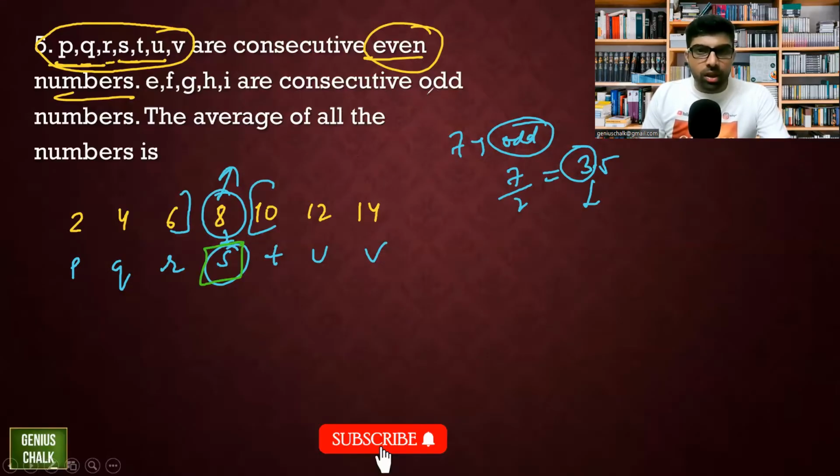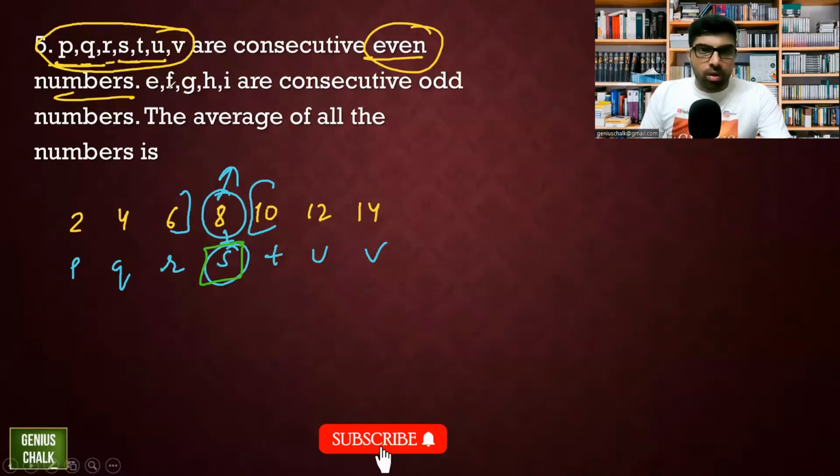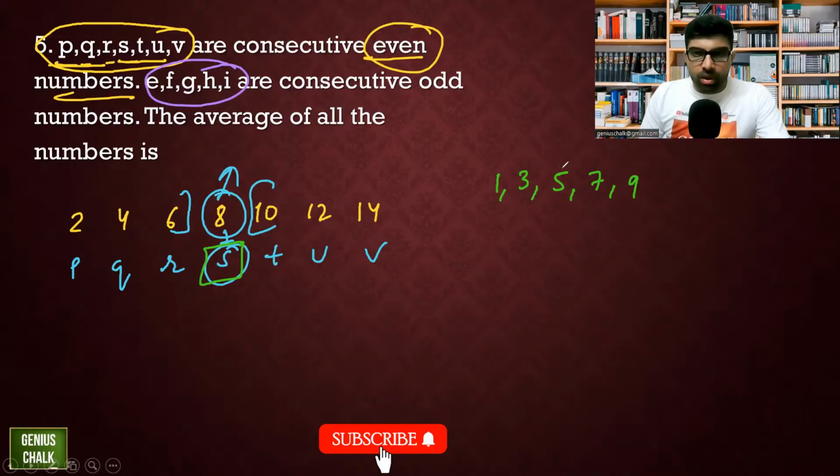E, F, G, H, I consecutive odd. All right, consecutive odd. They were even. So how many? E, F, G, H, I. Let's say 1, 3, 5, 7 and 9. Now, if they are consecutive odd numbers, their average must be the third observation, there are 5 numbers. 5 by 2 is 2.5. So leave 2 numbers this side, leave 2 numbers this side.